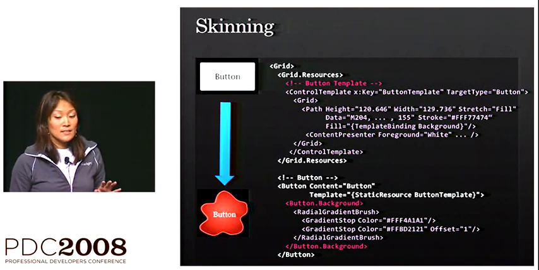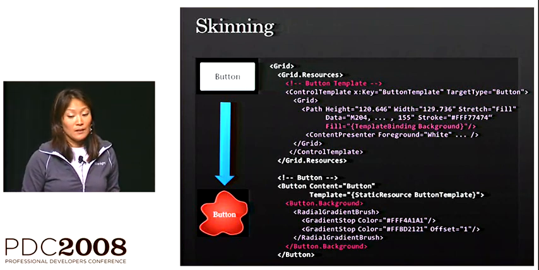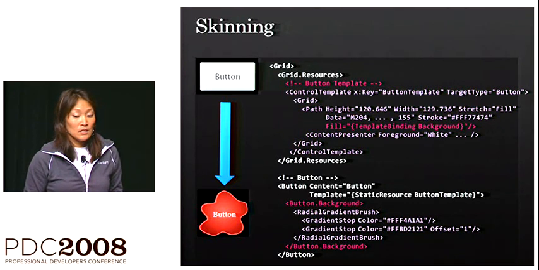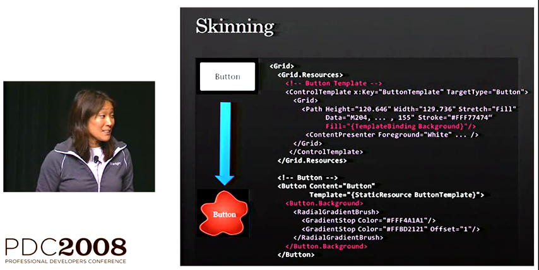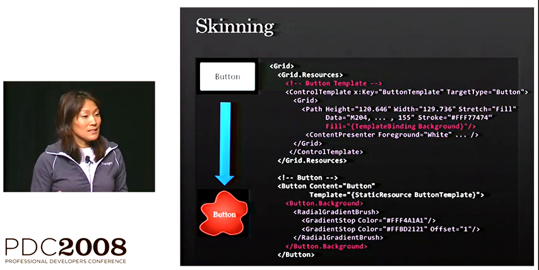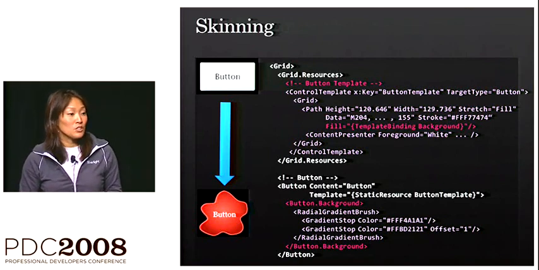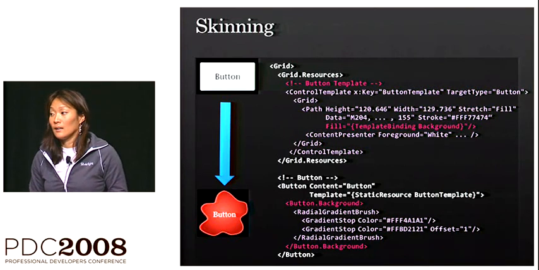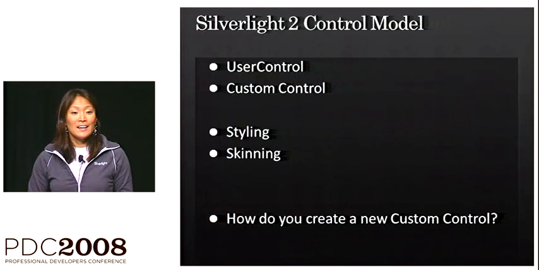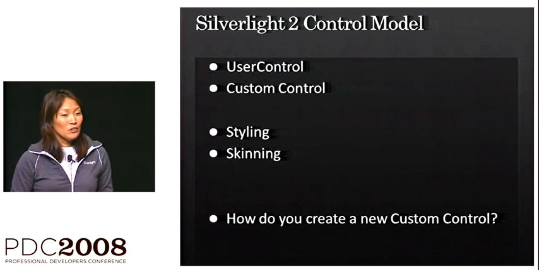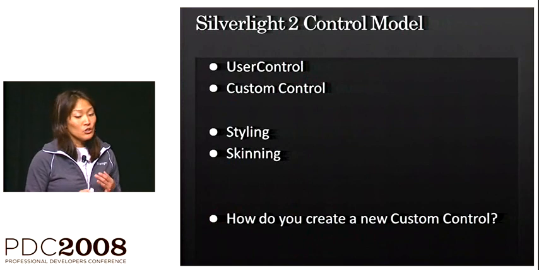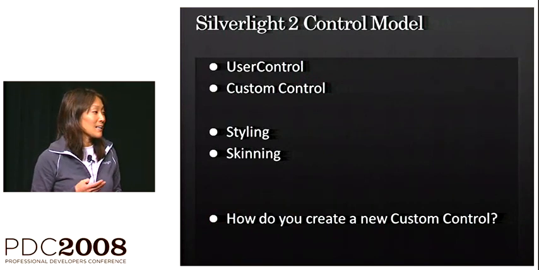And I want the control template to respect the background property that I've set on the control. And the way you do this is with something called a template binding. So within the control template, I'm setting the path fill property to be template bound to the background property of the button. And that way the control template is able to pick up that radial gradient brush that I set as the button's background. Okay, so that at the very highest level are kind of the building blocks of the Silverlight 2 control model. User control, custom control, styling, and skinning.